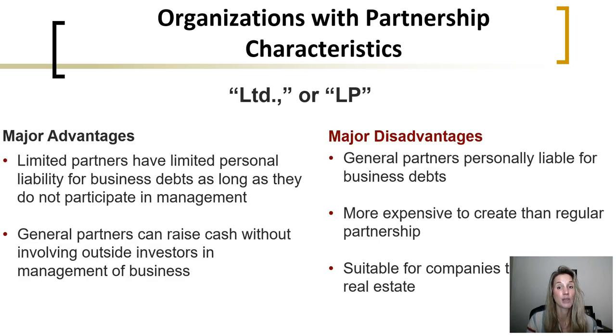A limited partnership, LP, major advantage is that the limited partners have limited personal liability for the business debts. The general partners can raise cash without involving outside investors in management of the business. The major disadvantages of a limited partnership is general partners are personally liable for the debts of the business. It is more expensive to create than regular partnerships due to legal needs. And it is suitable for companies that invest in real estate, and that's really about it.